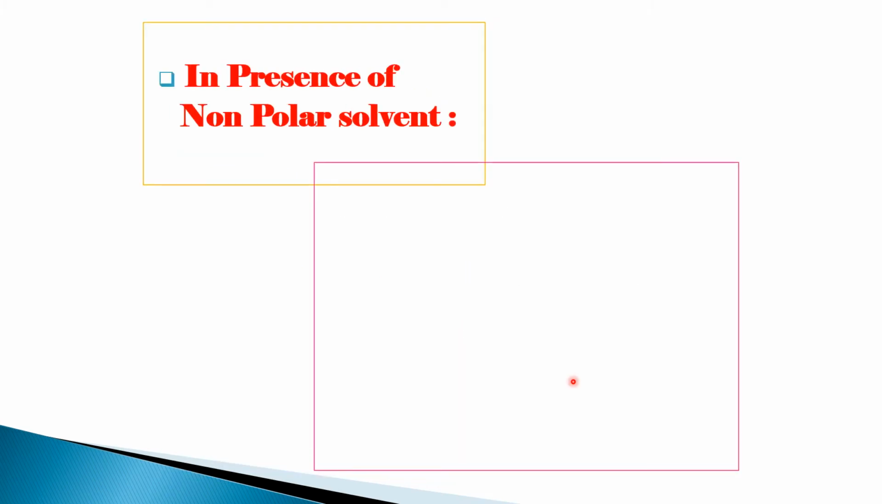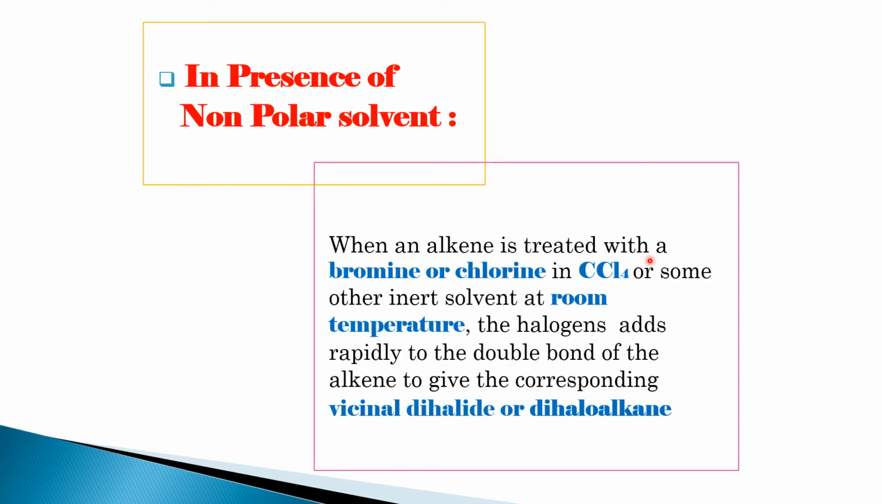Then next point, halogenation of alkenes in presence of nonpolar solvent. When alkene is treated with bromine or chlorine in CCl4, that is carbon tetrachloride, or some other inert solvent at room temperature, the halogen adds rapidly to double bond of alkene to give the corresponding vicinal dihalide or dihaloalkane. It means जेव्हा अल्किन रिॲक्ट करतो ब्रोमीन आणि क्लोरीन बरोबर in presence of CCl4 at room temperature, then it gives a vicinal dihalide or dihaloalkane.